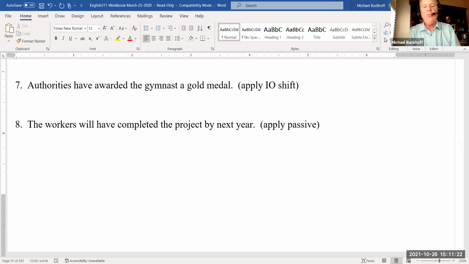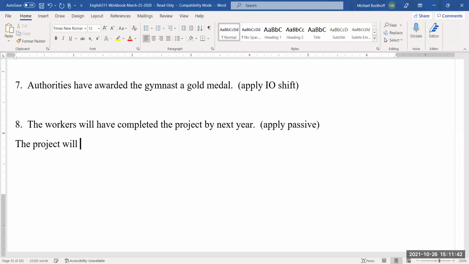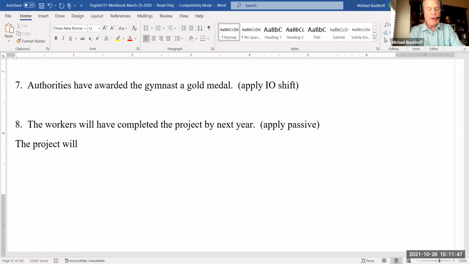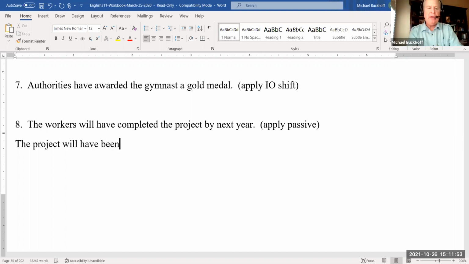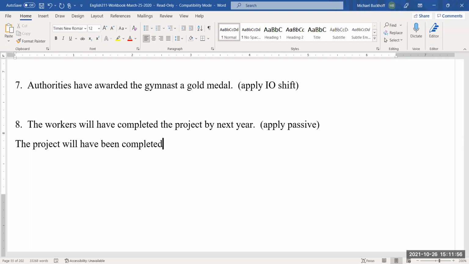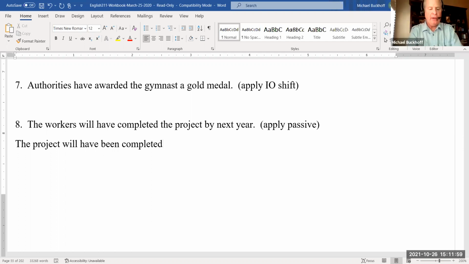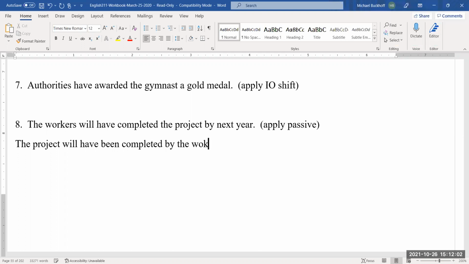Now, the next one, we need to change it to passive voice. We definitely need to do that. The workers will have completed the project by next year. So we need to take this object here. You see that? We're going to take that object and start the sentence off with that. Then what do we do? Will what? Be completed by next year. No. You're almost there. You forgot about "have." Will have been? Yes. Now you're keeping it consistent. So the project will have been completed, and then, by the workers. Right.